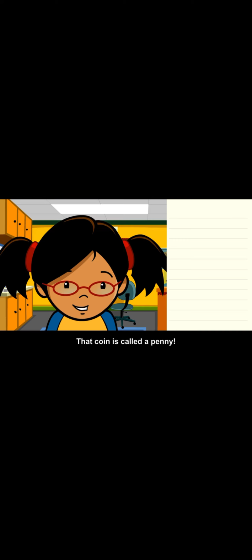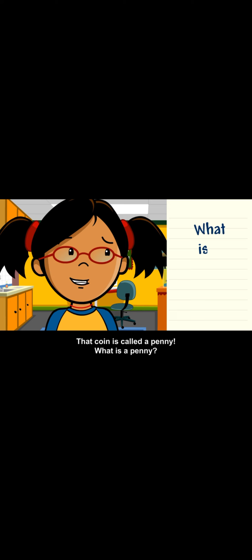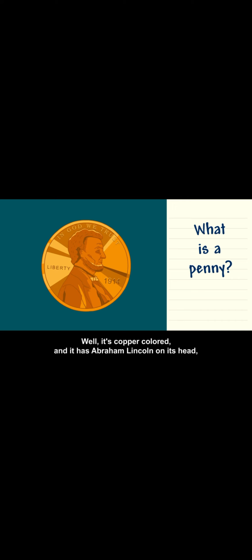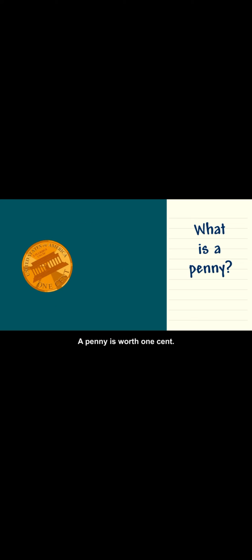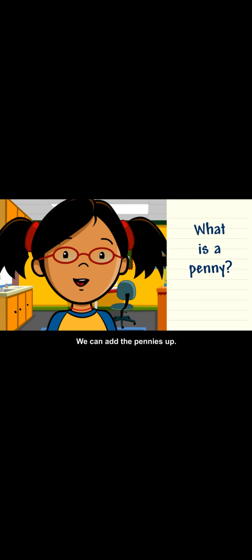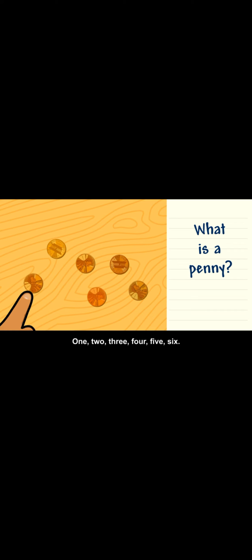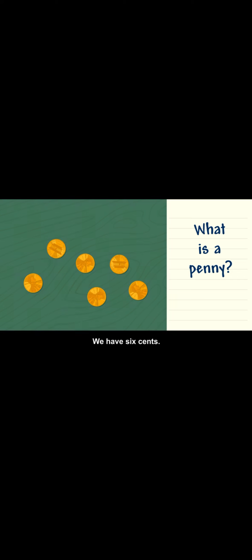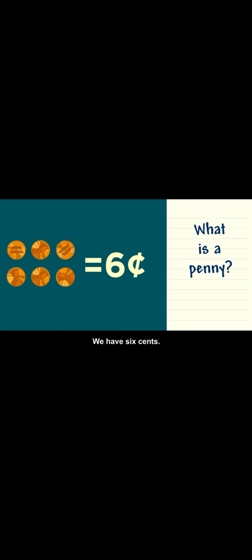That coin is called a penny. What is a penny? Well, it's copper-colored, and it has Abraham Lincoln on its head, and the Lincoln Memorial on its tail. A penny is worth 1 cent. We can add the pennies up. 1, 2, 3, 4, 5, 6. We have 6 cents. But there are other coins here too.